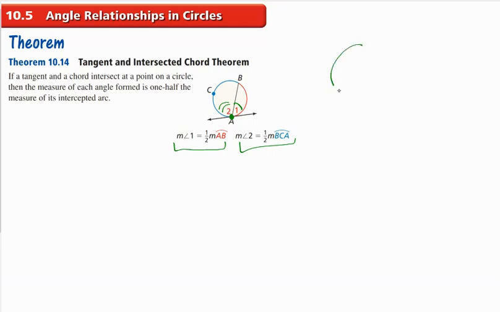So a circle has an interior, an exterior region, and the circle itself. So any point on the circle itself will create 1/2 the intercepted arc measure. Plain and simple.